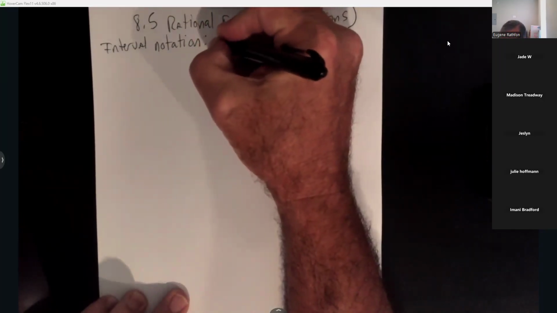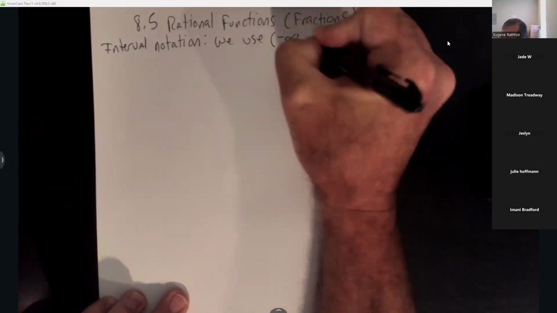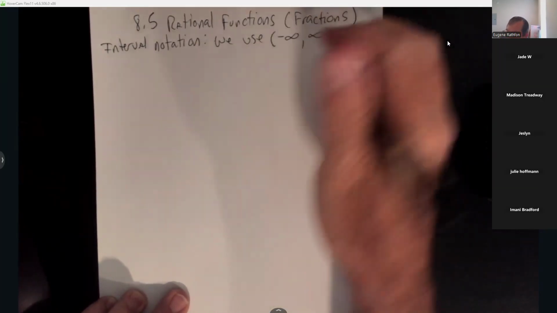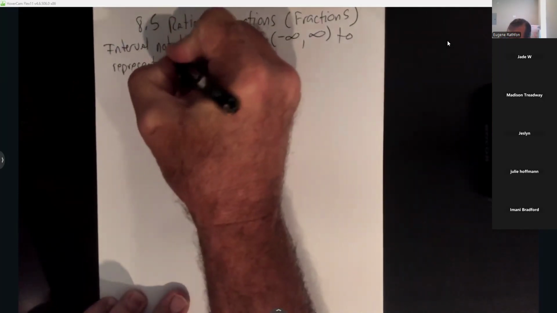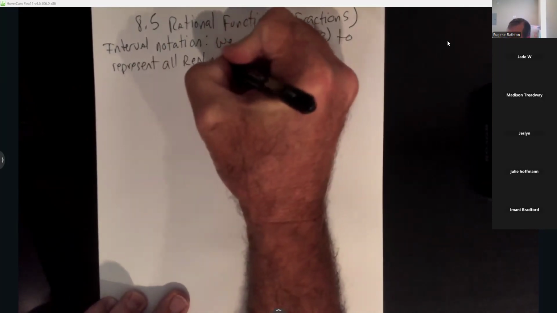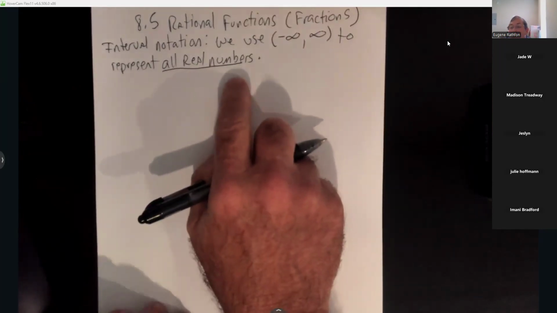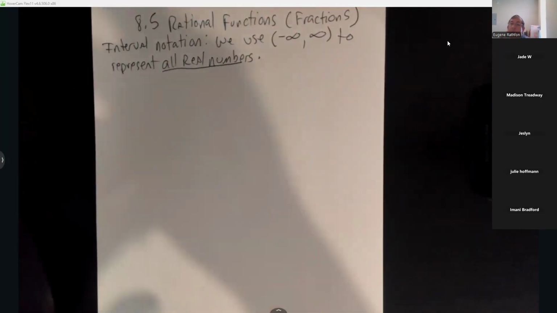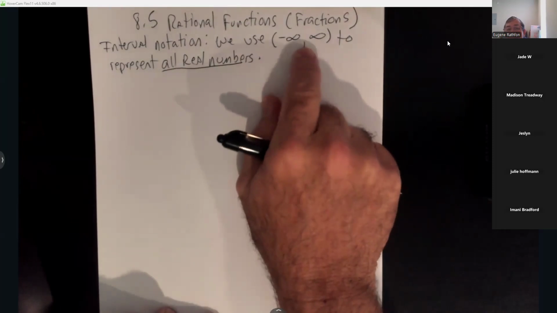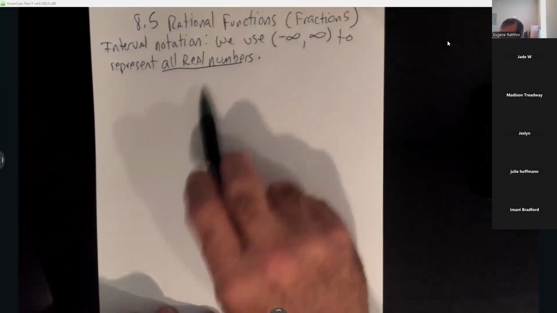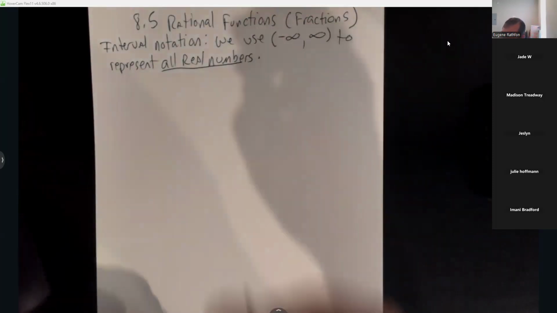So in interval notation, we use negative infinity to represent all real numbers. So before we actually had to write that out, remember, x is a real number such that x was not equal to 5 and all that fun stuff. Well, we're using interval notation. It's sort of like shorthand. So from negative infinity to infinity, that's what we use to represent all real numbers.